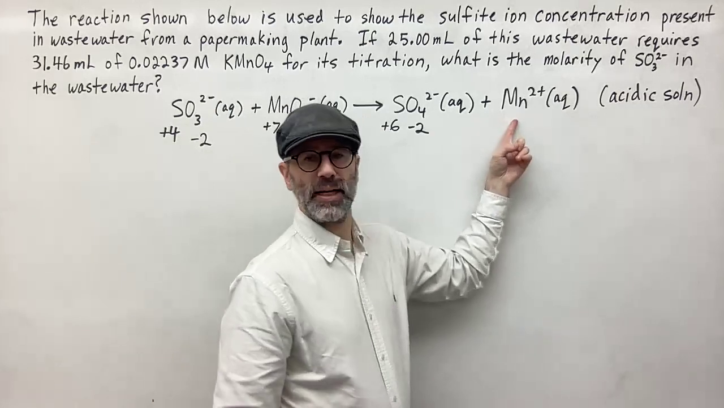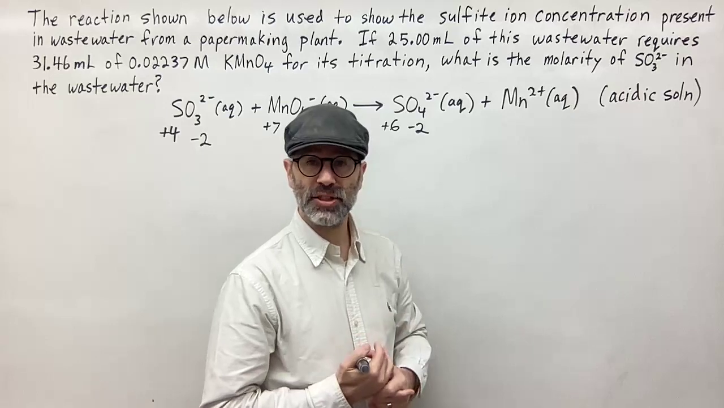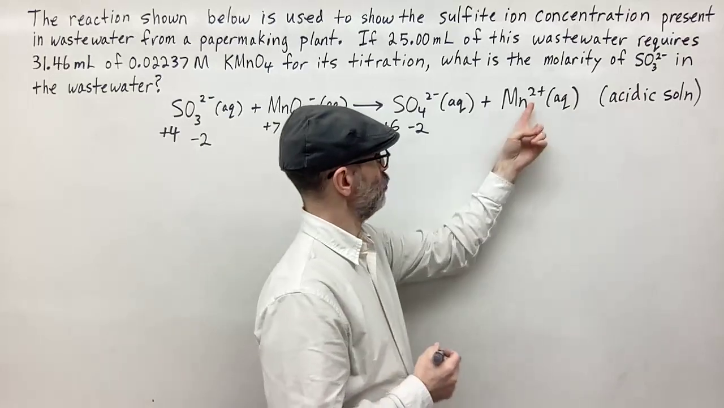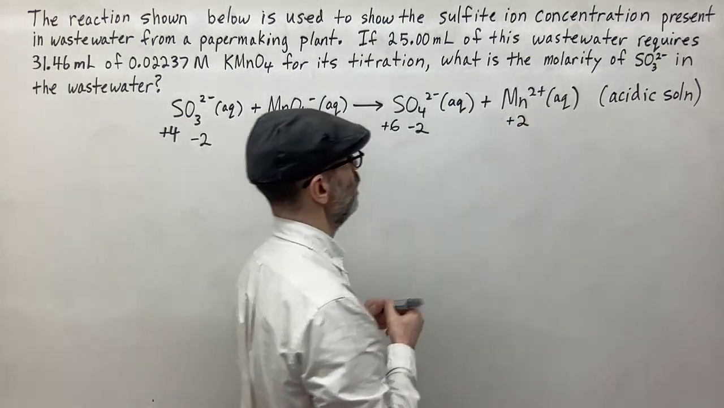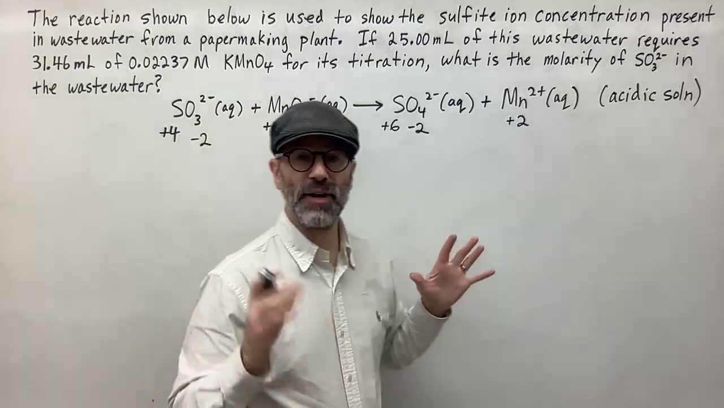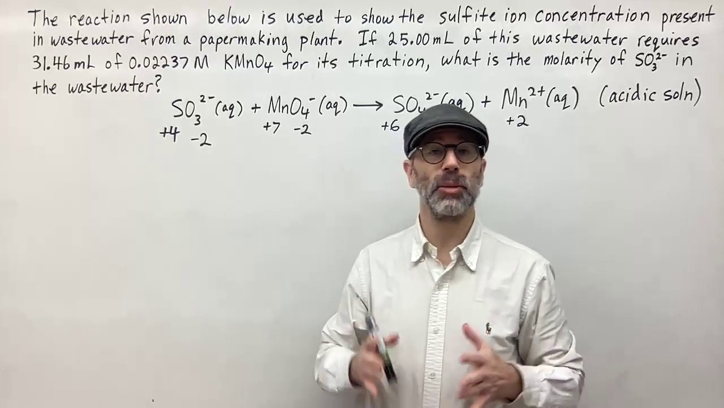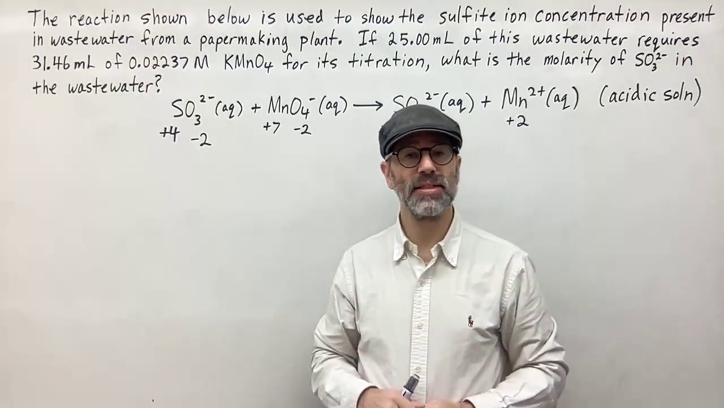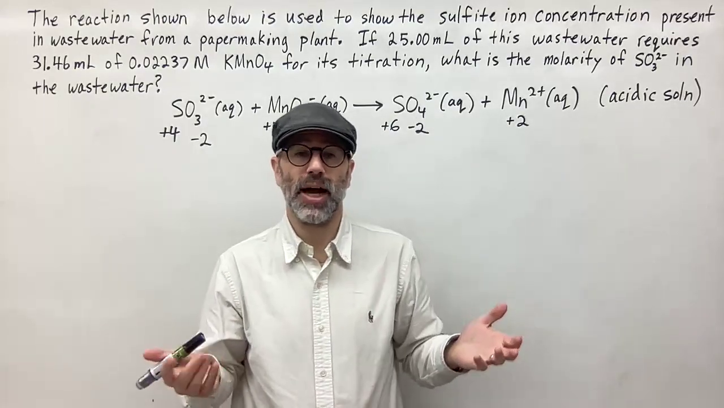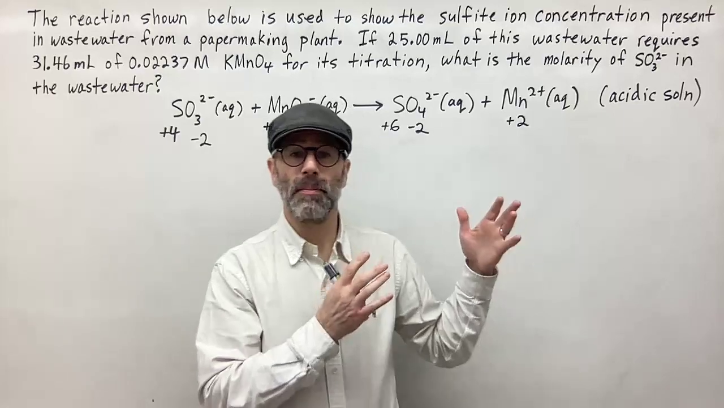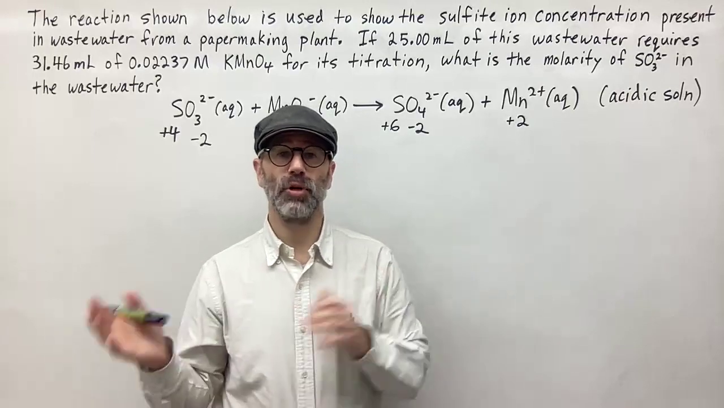And finally, for manganese, the rule is if you have a monatomic ion, then the oxidation state is the same as the charge. So I have a 2+ charge on manganese, so it's going to be a +2 oxidation state. So now I've determined what the oxidation states of each atom in each substance is. And now I can determine oxidation and reduction. This is a redox reaction. So therefore, something's being reduced and something's being oxidized. So I have to figure out what's being oxidized and what's being reduced.